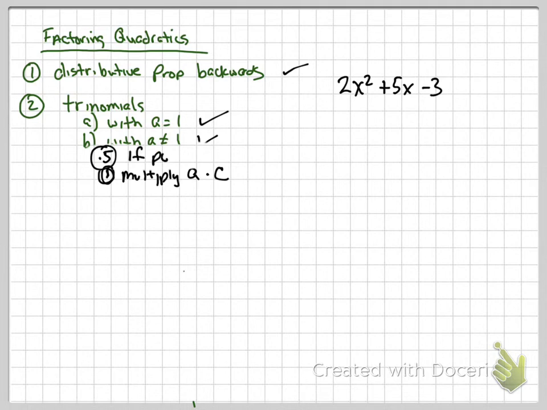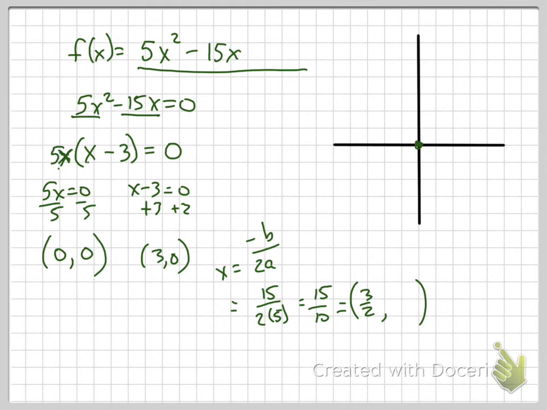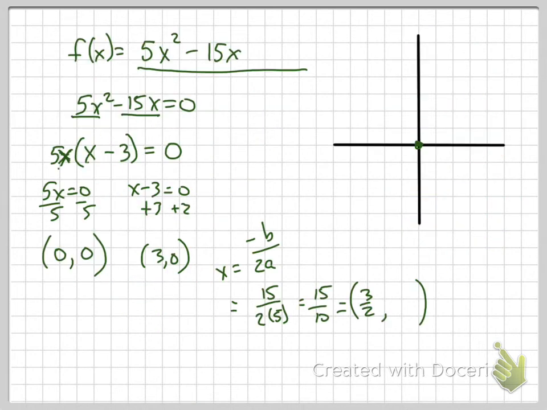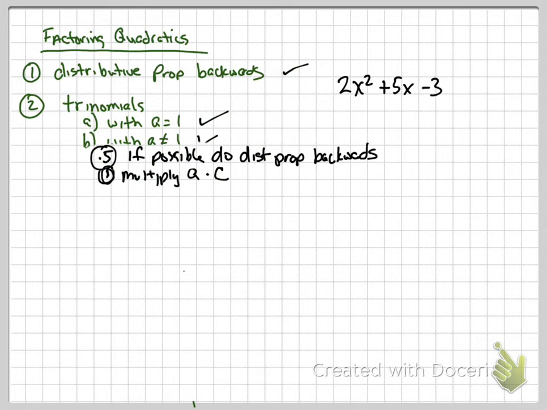If possible, this is huge. Do distributive property backwards. If you can, just like on this one back here, how much did it help by doing the distributive property backwards first? It helped a ton, right? It made life easier to factor. So if you can do the distributive property backwards, please do so. If not, then go to step one, which is multiply A times C.